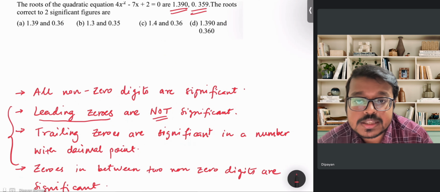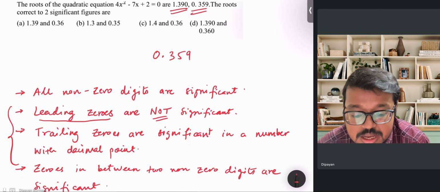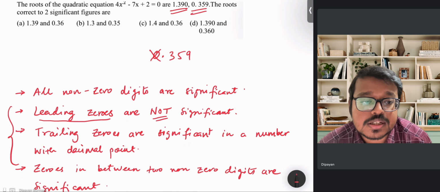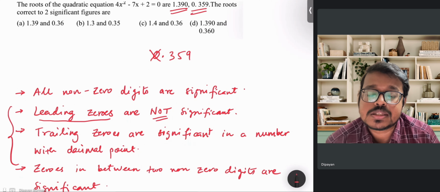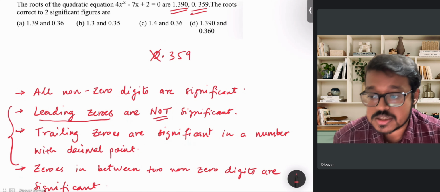For example, the second root that you see here, 0.359. This number starts with a 0. So this 0 is not significant. The remaining digits 359, these three digits are significant.